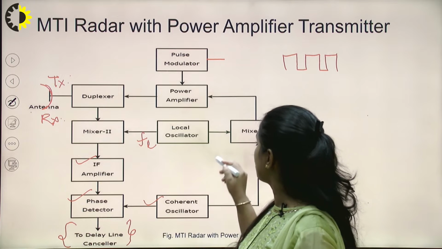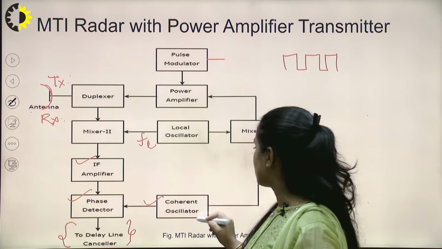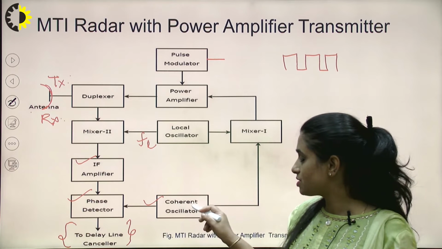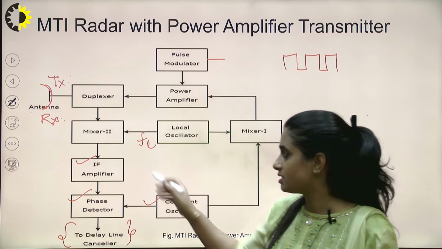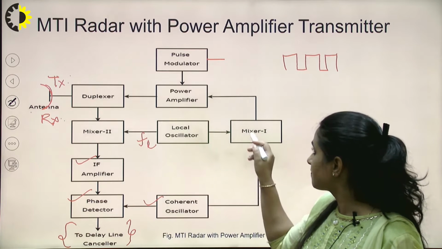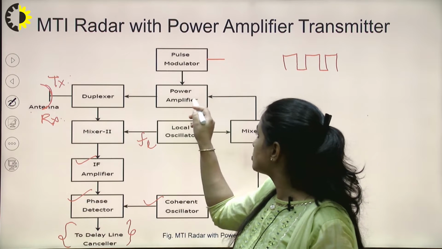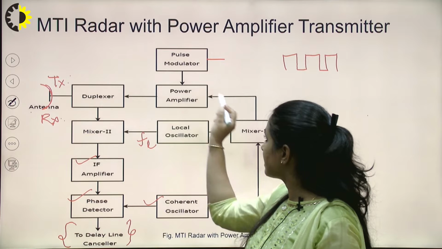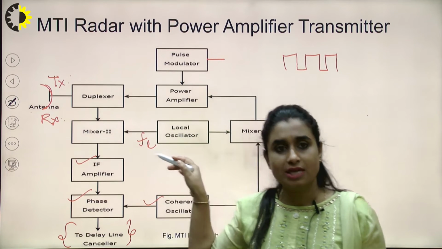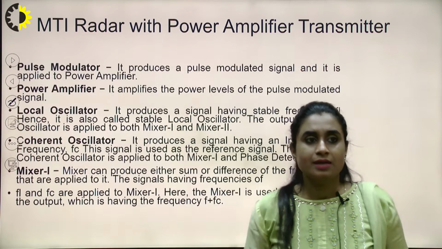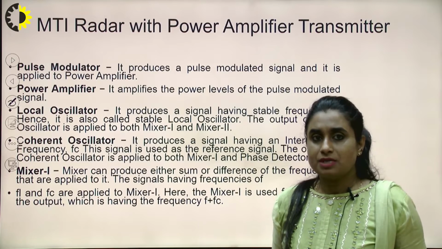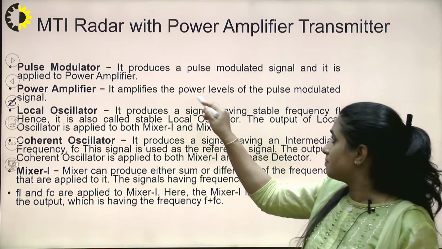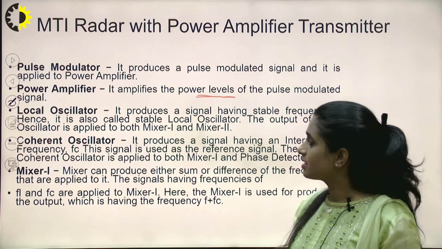We have a mixer 1 here, which gets one of its inputs from the coherent oscillator, right? This generates a frequency which is coherent in phase and frequency to the previous frequency, right? This input goes to my power amplifier. It acts on feedback and helps in maintaining the system with good stability. The pulse modulator produces a pulse modulated signal which is applied to the power amplifier. It amplifies the power level of the pulse modulated signal.